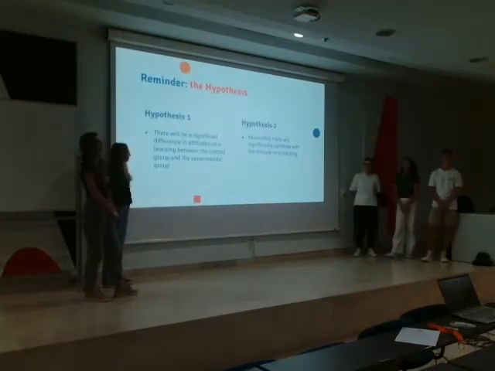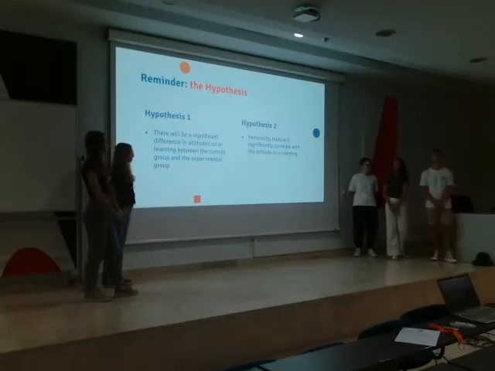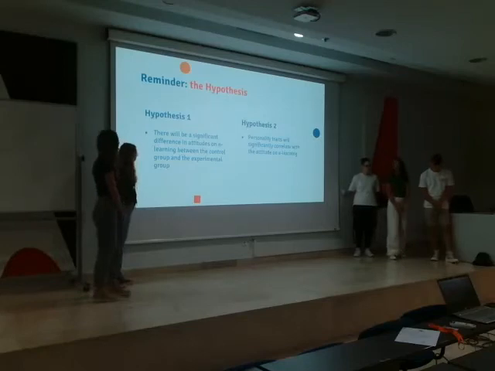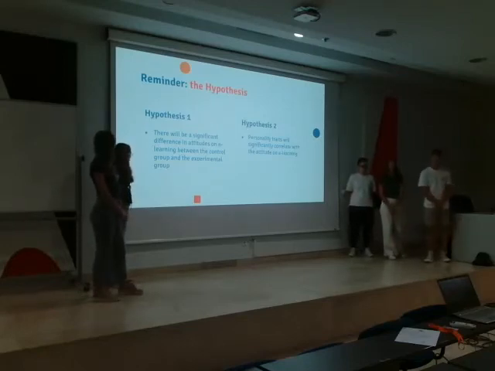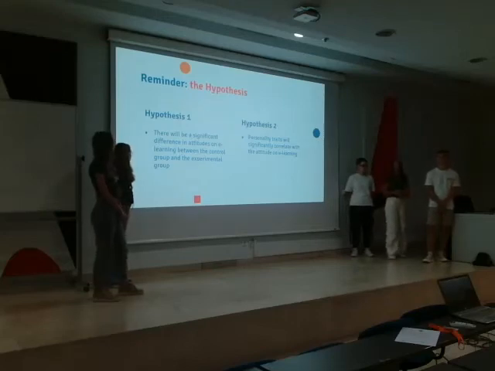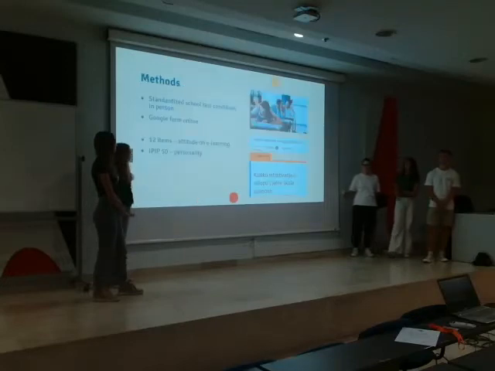Just a reminder from our previous presentation. We had two hypotheses for this experiment. The first one was that there will be a significant difference in attitude on e-learning between the control group and the experimental group. And the second was that the personality traits of participants will significantly correlate with their attitude on e-learning. So, what were our methods?